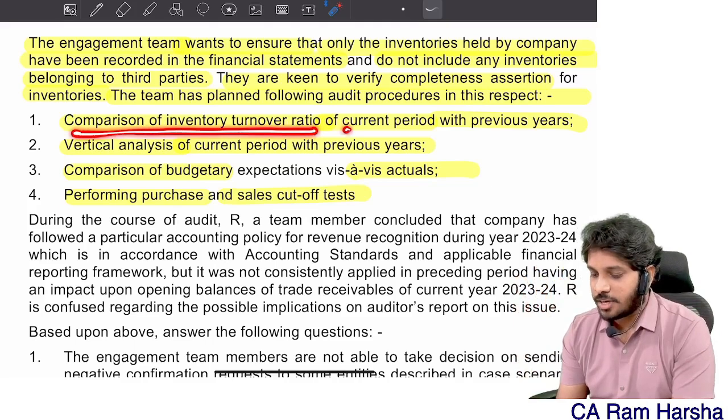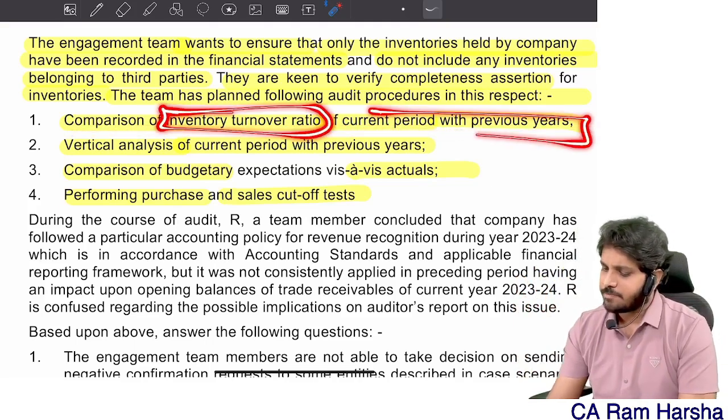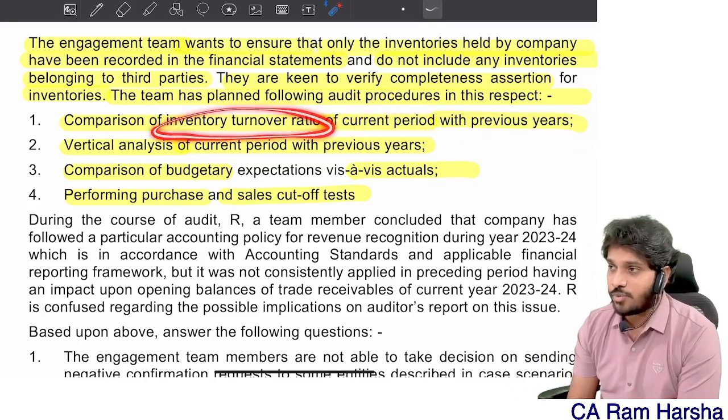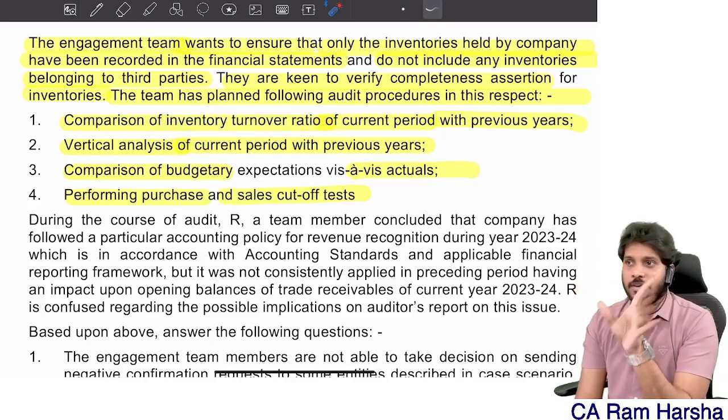Comparison of inventory turnover ratio of current period with the previous period. Actually, this will also help me in the completeness assertion. What is inventory turnover ratio? Right now, how much is the inventory? Turnover is how much? Inventory by turnover, how much? This year.